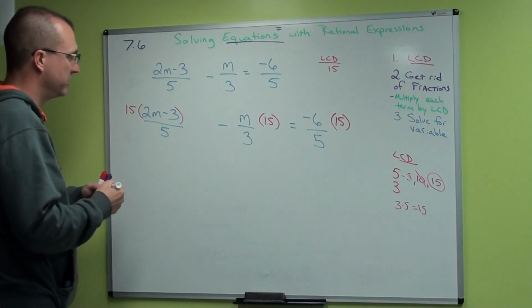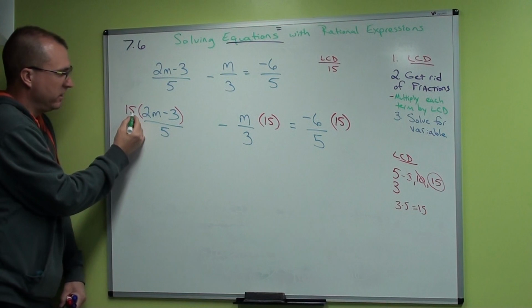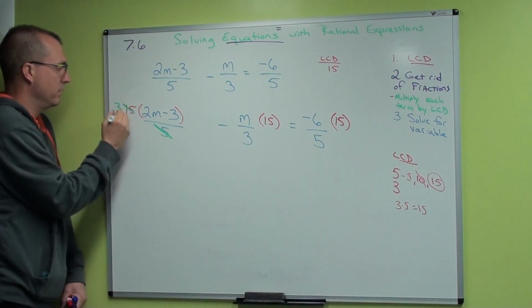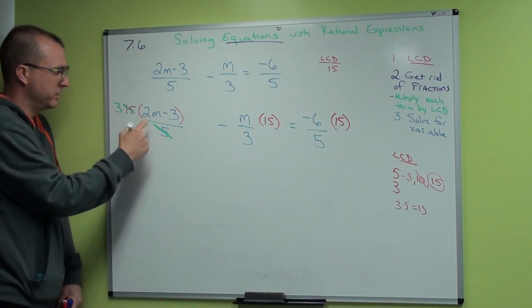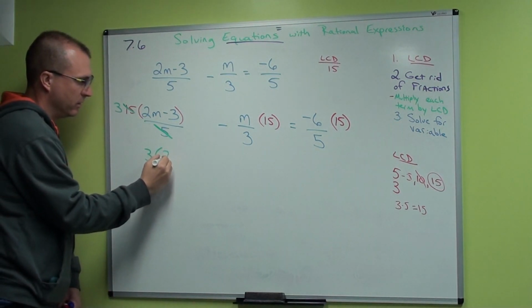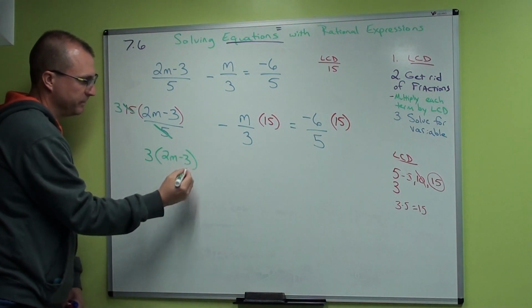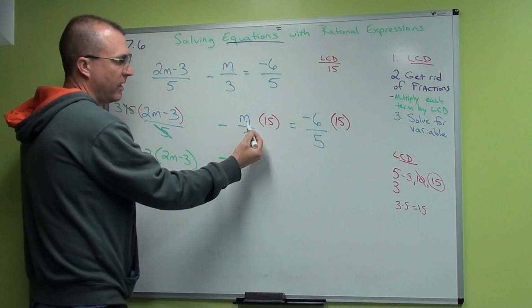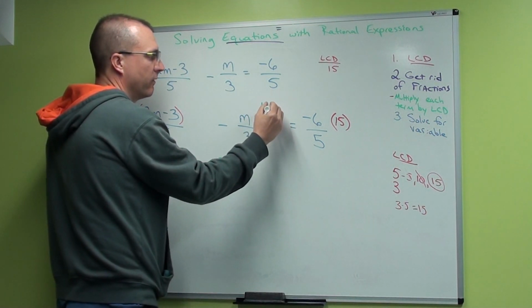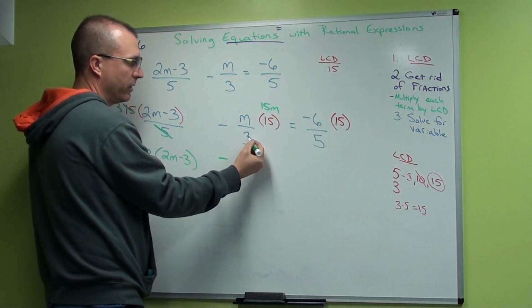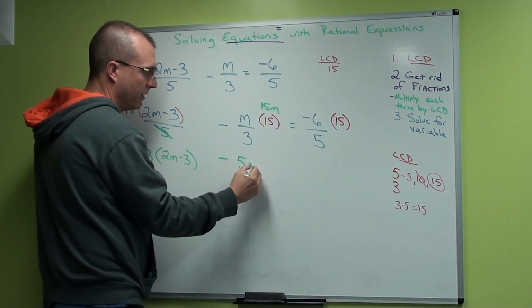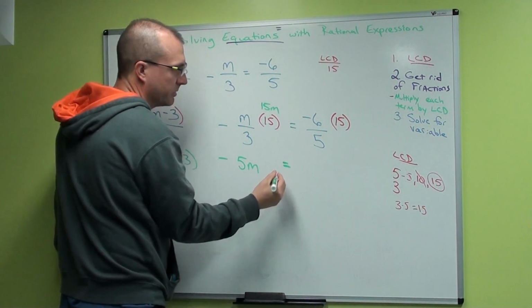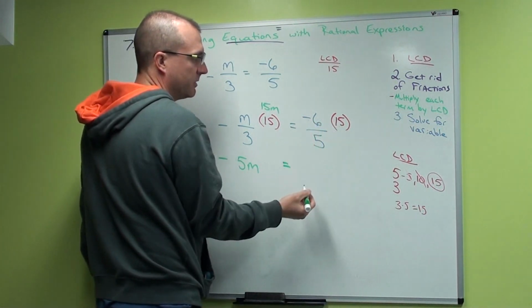Alright, so let's simplify this. 15 divided by 5 is a 3. Now we bring this down. 3, 2m minus 3. Next step, keep your negative sign. M times 15 is 15m. Divided by 3 is 5m. Last part, equals negative 6 times 15.